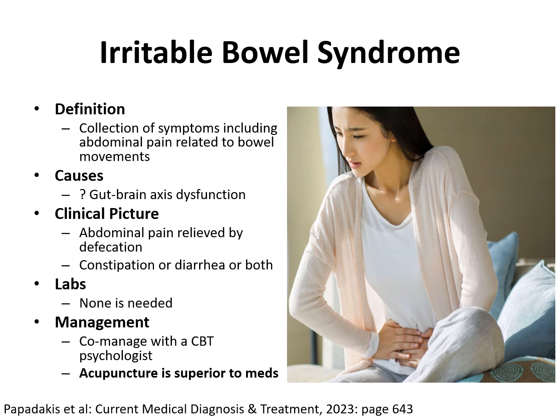Clinical picture: abdominal pain relieved by defecation. That is one of the specific criteria according to the Rome 3 criteria that the American Association of Gastroenterologists has been using for the longest while to make the diagnosis of irritable bowel syndrome. So in addition to having abdominal pain relieved by defecation, you could have either constipation or diarrhea or both.